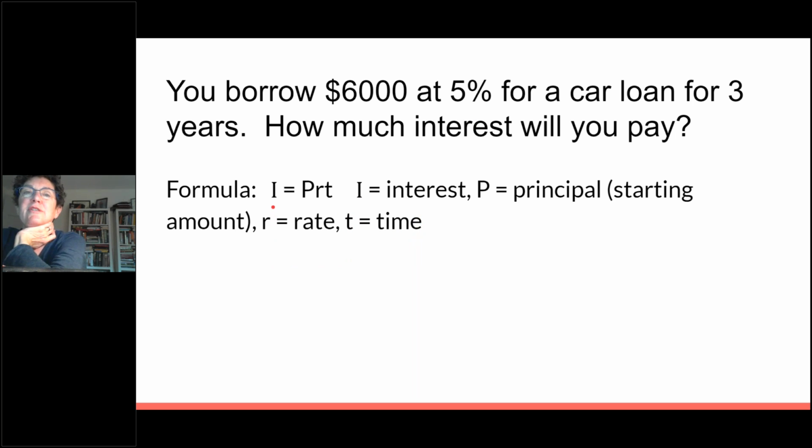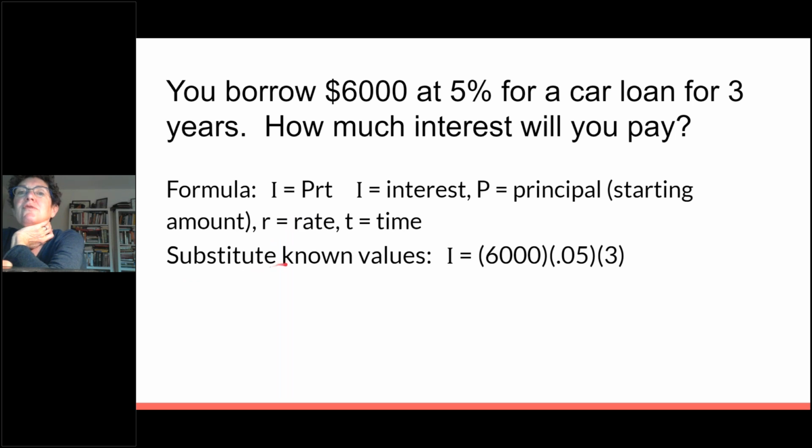So remember that the first step is we write down the formula and then we substitute in values. So what do we know? The question asks us how much interest. So that's our unknown. So we leave that variable there. That's what we're trying to find. The principal, or the starting amount in this problem, is $6,000. So we write 6,000 here, substitute that in for the principal.